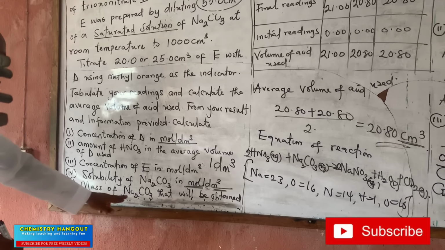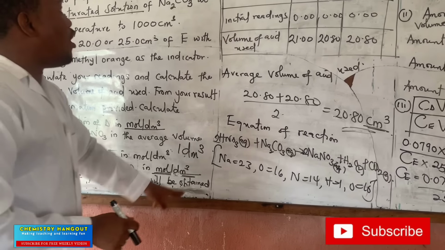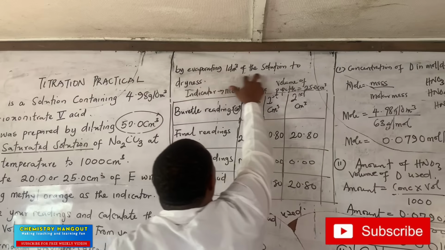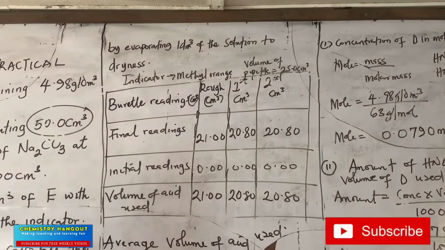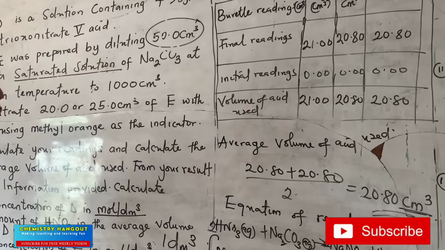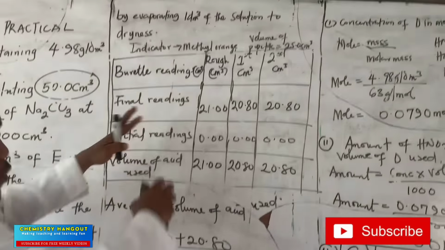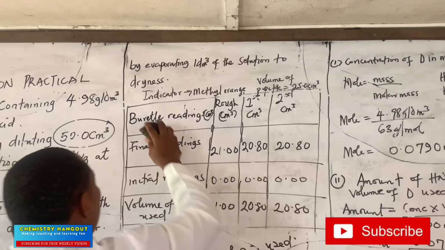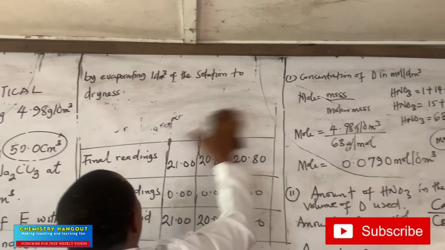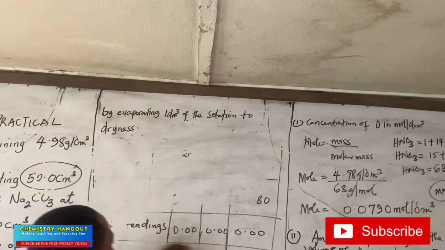They asked for the mass of Na2CO3 that will be obtained by evaporating 1 dm cube solution to dryness. That one is simple. You already understand this table, so permit me to rub off this table. Then I'll just chip in one or two things and that will be all.